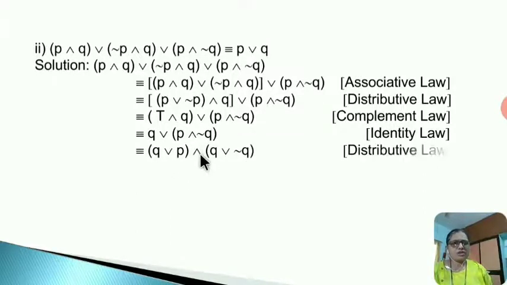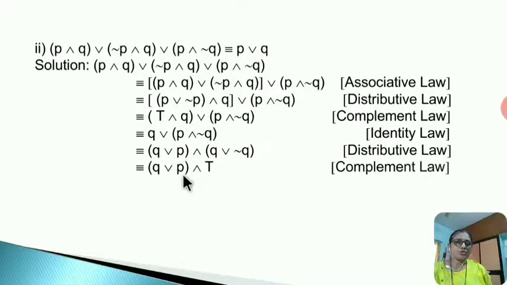Now again use here distributive law. Q or P and Q or negation Q. By using the distributive law, we get this. Now Q or negation Q, use here complement law. It is true. So here we get Q or P and T. We use here complement law. Now here is the conjunction, so that value depends on this first bracket. And so by using the identity law, its value is Q or P. Here identity law.